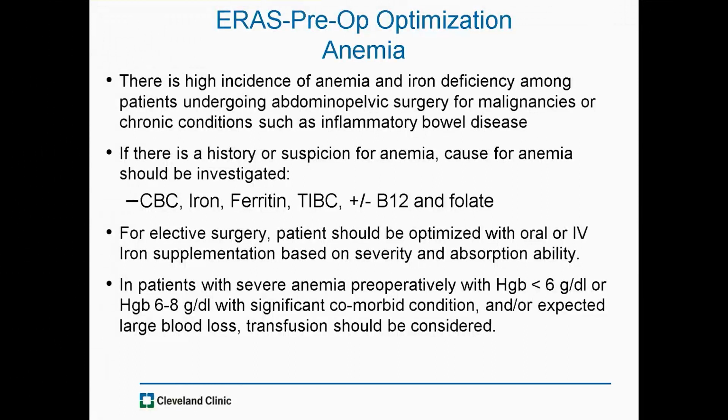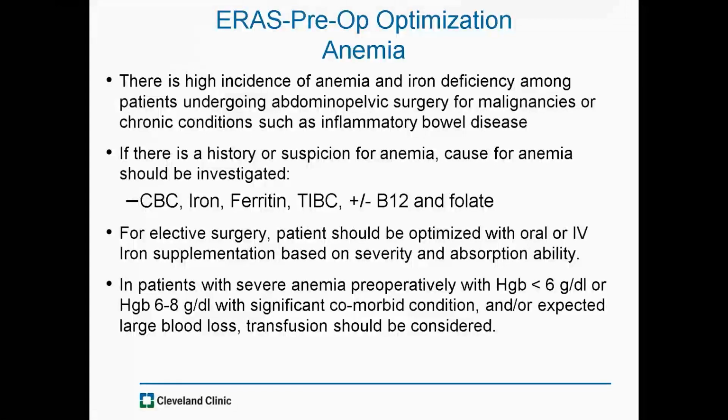So specifically anemia, there's obviously a high incidence of anemia and iron deficiency among patients undergoing abdominal pelvic surgery for malignancies or chronic conditions such as inflammatory bowel disease. And whenever there's a patient who's preoperative and there's a history or suspicion for anemia, the cause for anemia should be investigated. And in patients that are anemic, we routinely get a CBC, iron studies, and in older patients also check for B12 and folate, or if we have any suspicion for malabsorption. And in patients who are planned for elective surgery, there's room and time for optimization with either oral or IV supplementation based on severity and absorption ability.